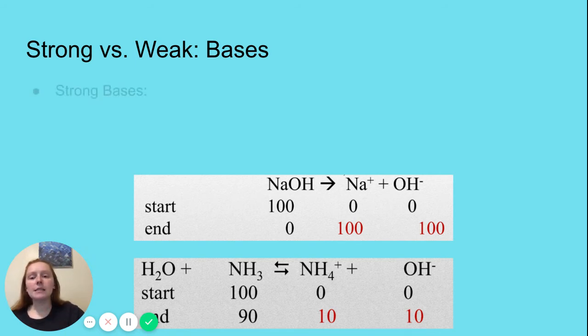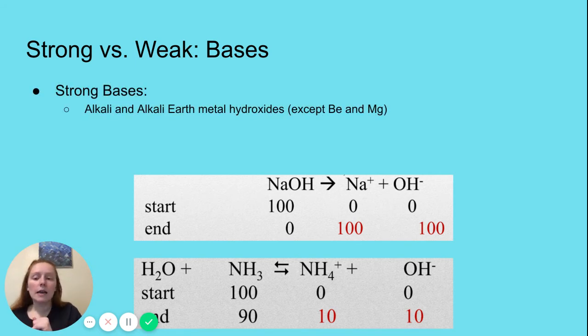Now let's talk about bases. Strong bases are any alkali and alkaline earth metal hydroxides, except for beryllium and magnesium. Those two are not going to completely dissociate in water, but every other alkali and alkaline earth metal hydroxide, except for the big radioactive ones, are strong bases.